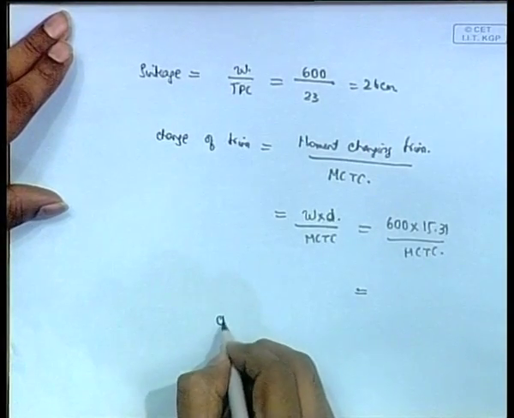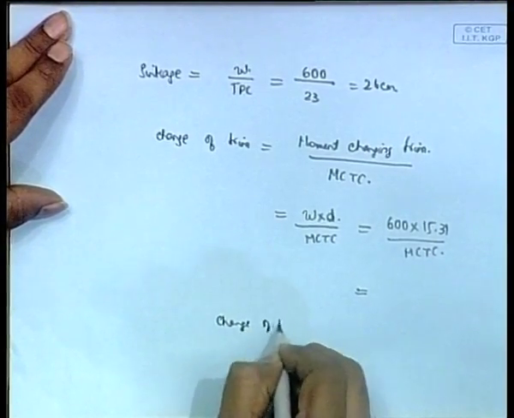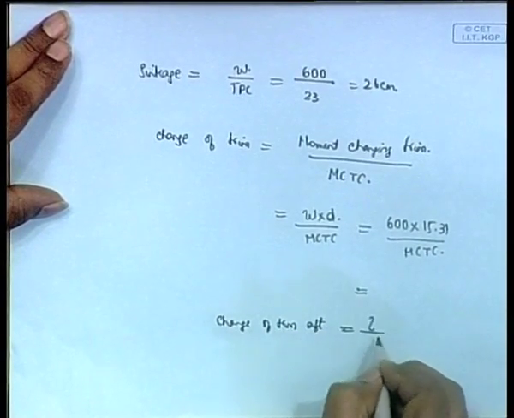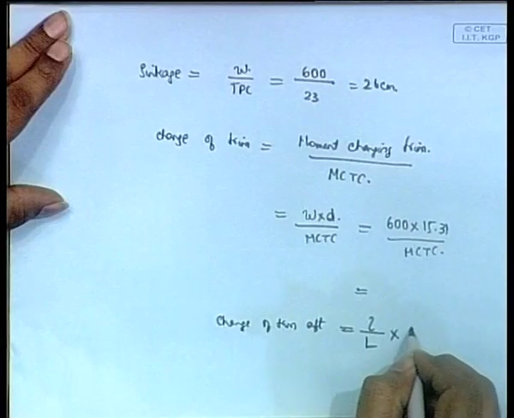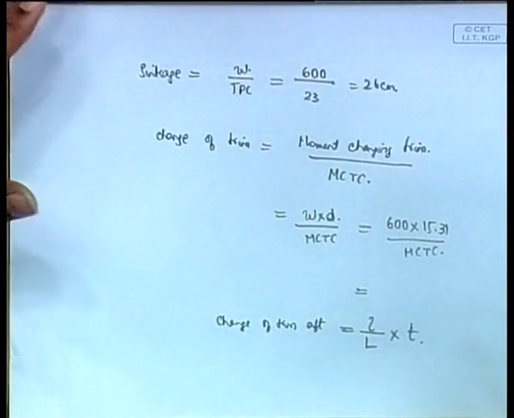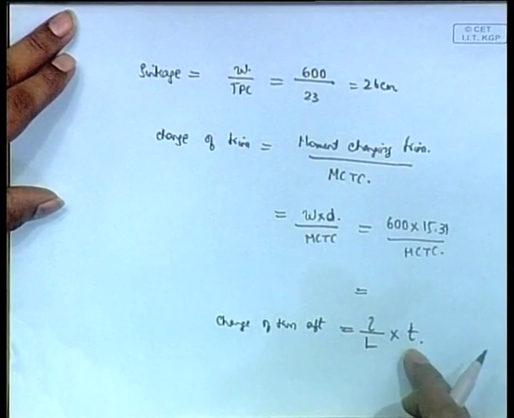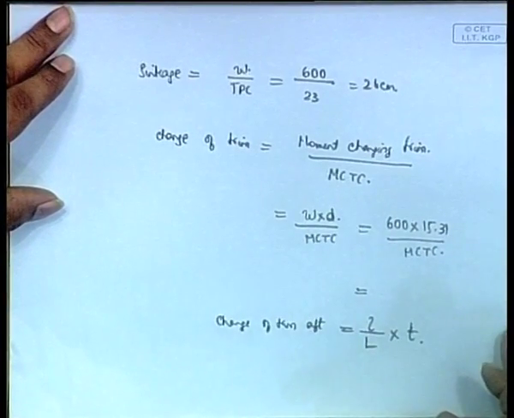That will give you your total change of trim. Then you need to find the change of trim aft, which is using this formula, total change of trim. Then change of trim forward, which is total change of trim minus change of trim aft.